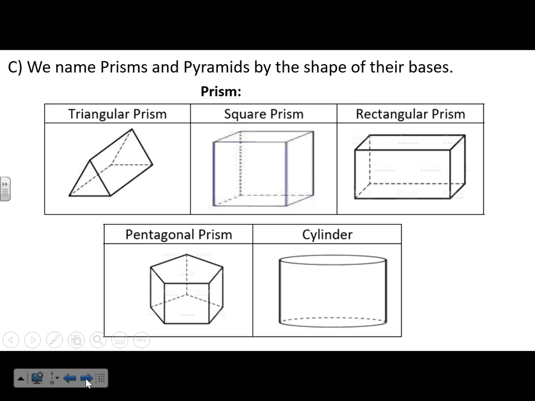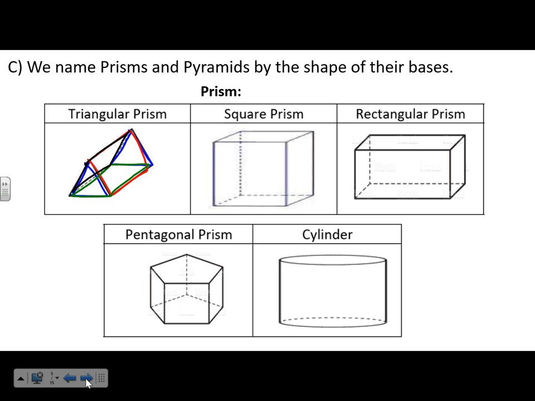So if you look at this as a triangle prism, so this base is a triangle, this base back here is a triangle. Then if you look, again, every side is a rectangle. So this side down here, and then this side back here. Then we have a square prism.